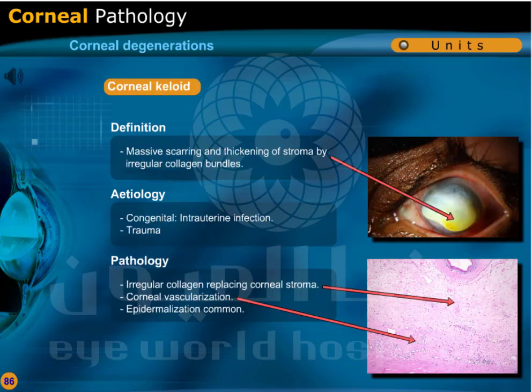Corneal keloid, massive scarring and thickening of stroma by irregular collagen bundles. Could be congenital, intrauterine infection, or caused by trauma. Pathology, irregular collagen replacing corneal stroma, corneal vascularization, and epidermalization is common.